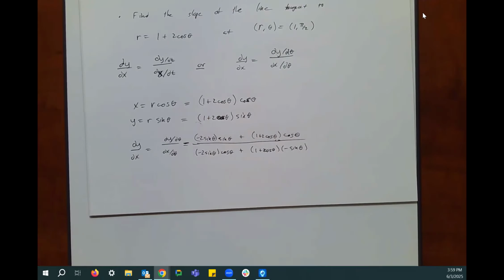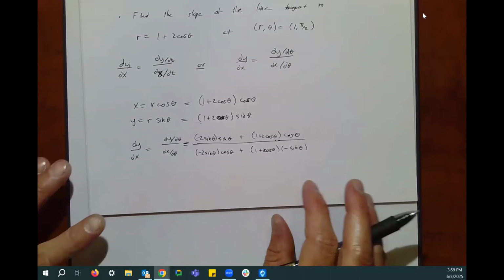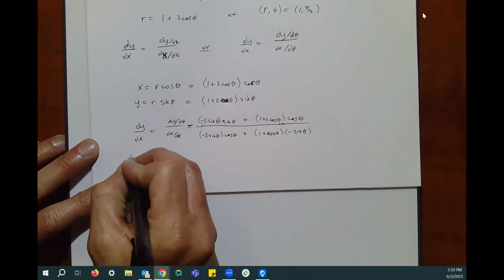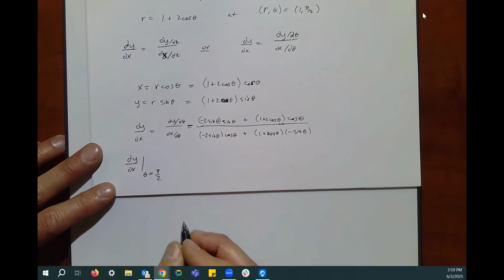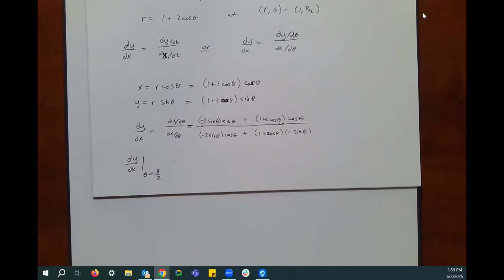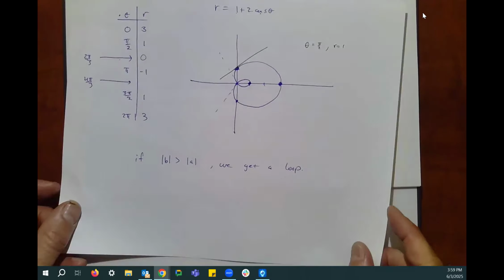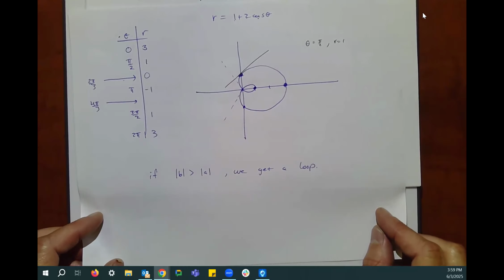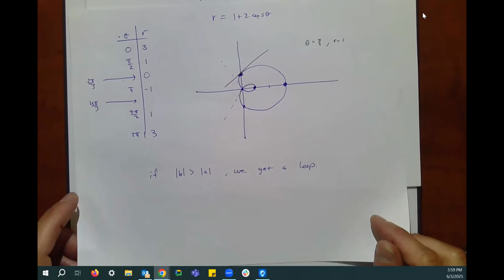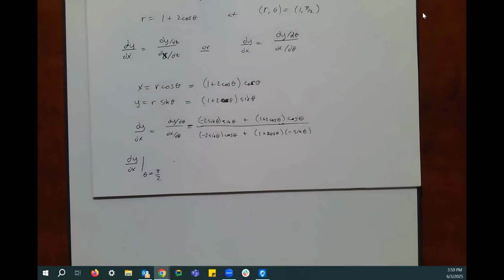Could we simplify this? Sure. Should we simplify this? I don't think so, because we're just going to plug in our values. So I don't think there's a good reason to simplify this. Let's go ahead and plug in theta equal to pi over 2. And hopefully we get a slope that is positive something. I don't know what it's going to be, but I'm pretty sure it should be positive. It looks like it could be maybe positive 1. I don't really know though. So let's take a look and see.